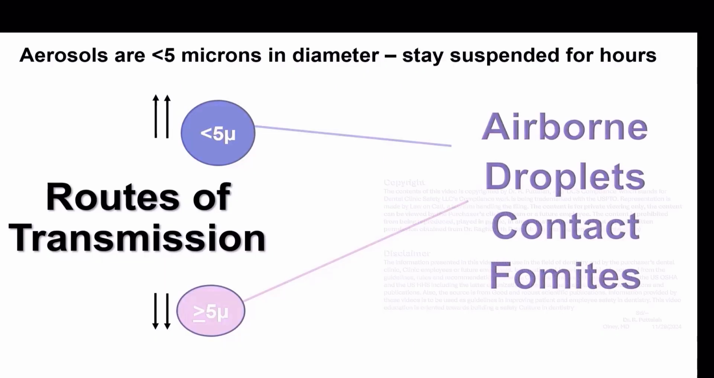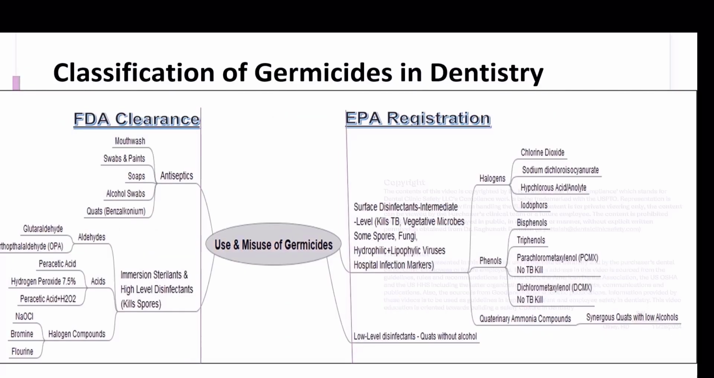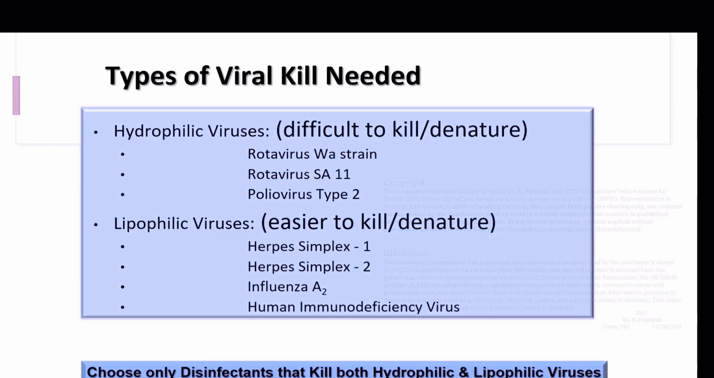Droplets are normally heavy and greater than 5 microns in size. These are cleared to be marketed in the US and have a lot of literature on their compatibility with humans. Do not concentrate on purchases of infection control products, but leave it to the lesser trained staff to make the purchases. WA, rotavirus SA11, and poliovirus type 2.